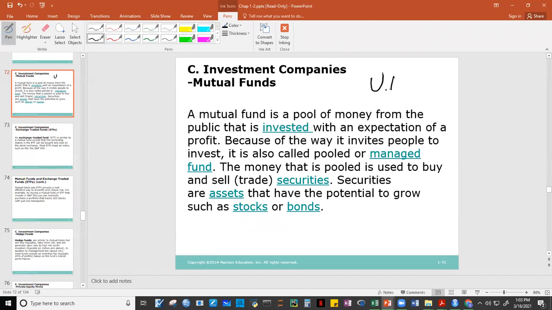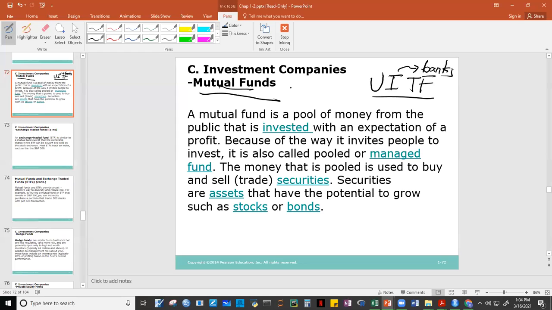UITFs, no? This is the counterpart of a mutual fund. Unit Investment Trust Fund. It is like a mutual fund too, but this is offered by banks. Banks are the ones offering this. A mutual fund is not offered by banks. These are private companies. For example, PhilAm Life has mutual funds that they offer. So you can invest in that.